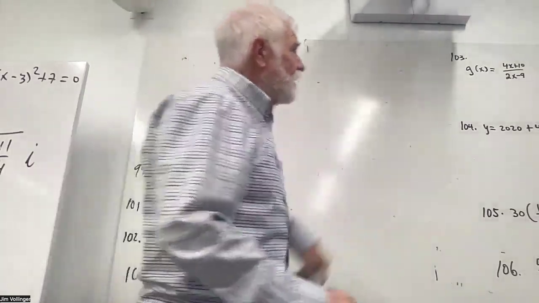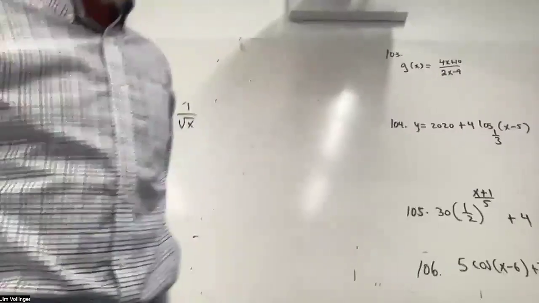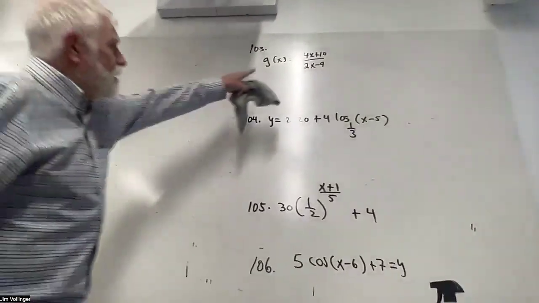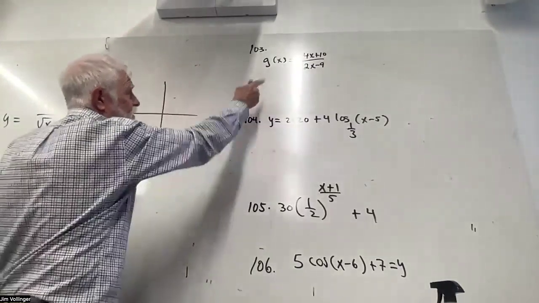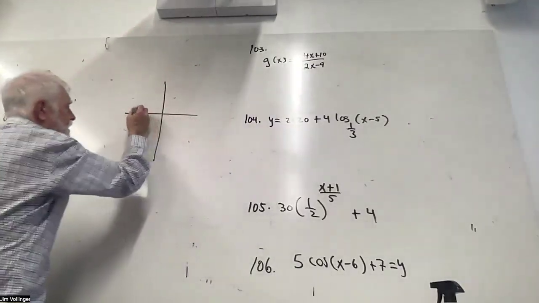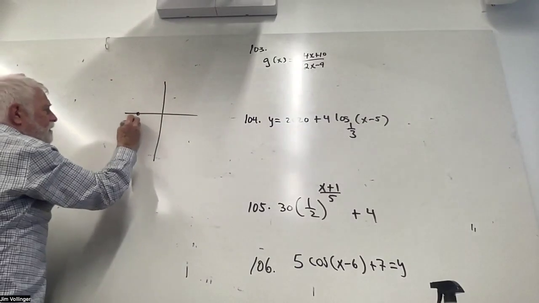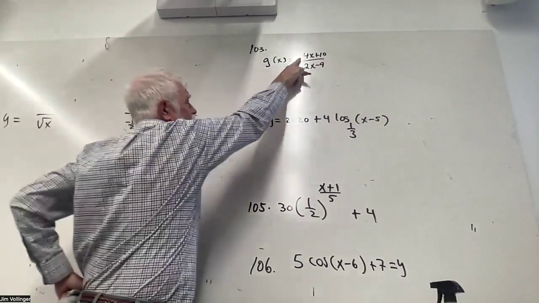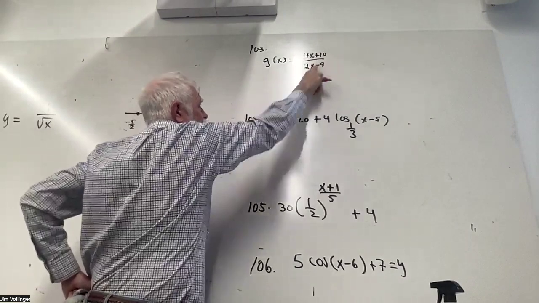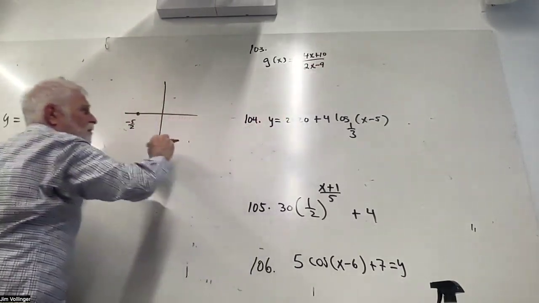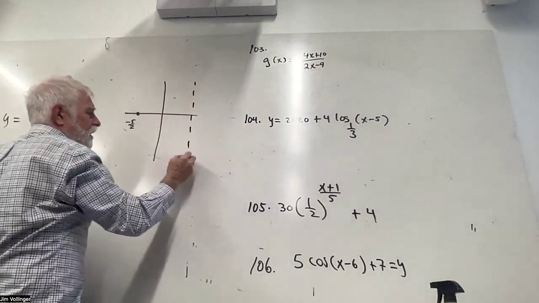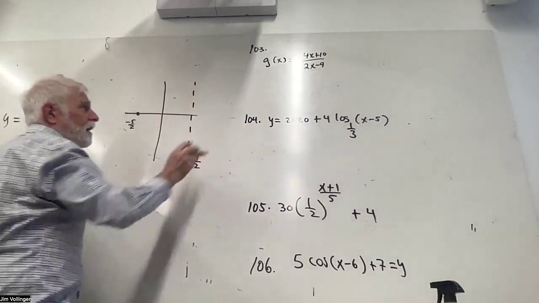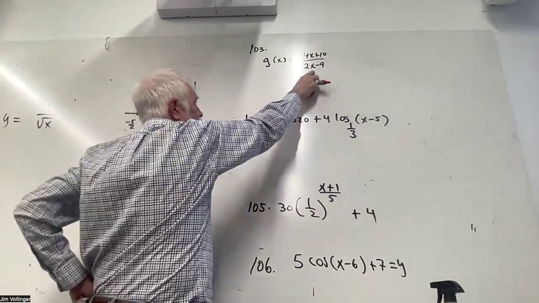All right, 4x plus 10 over 2x minus 9. What do I see? I see an x-intercept of minus 2.5, minus 5/2. That's when this fraction equals 0, when the numerator equals 0. Positive 9 over 2, 4.5, so we'll put that here. Positive 9 over 2 is undefined because it gives me division by 0.